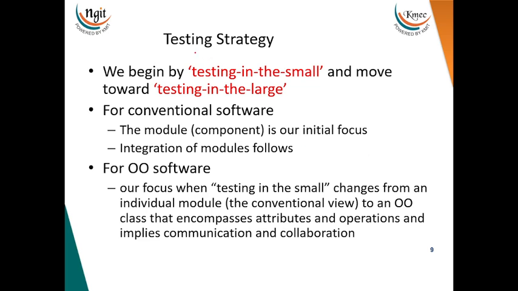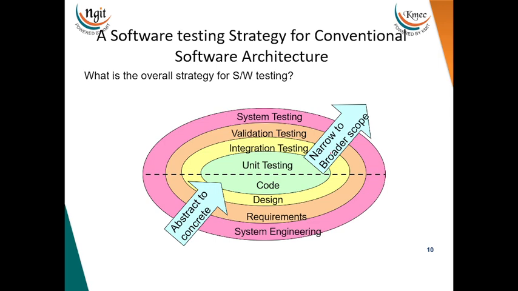Testing strategies: we begin by testing in the small and move to testing in the large. For conventional software, the module is our initial focus, then integration of modules. For object-oriented concepts, our focus in testing in the small changes from individual modules to emphasis on attributes, operations, and collaborations. Right? Software testing strategies are like this.